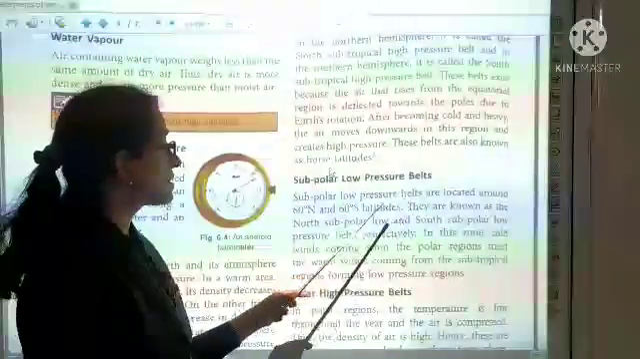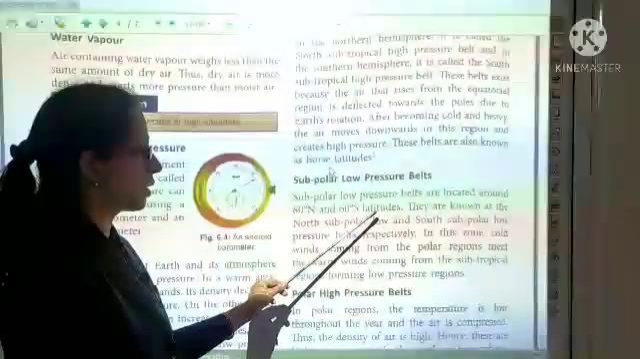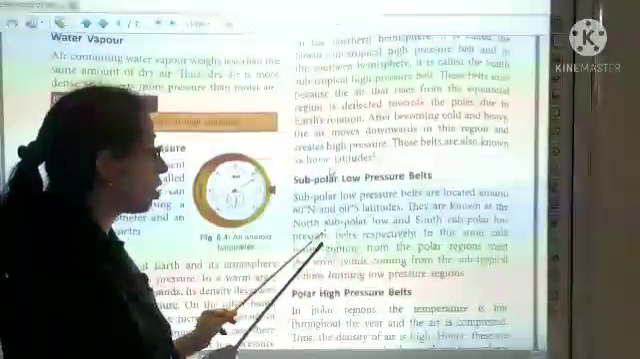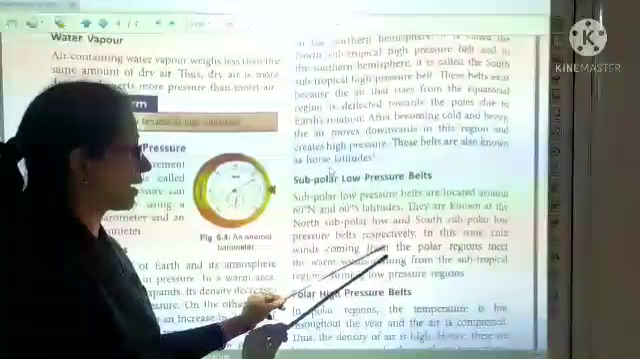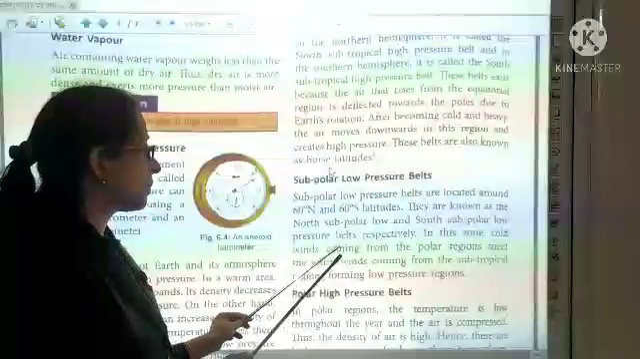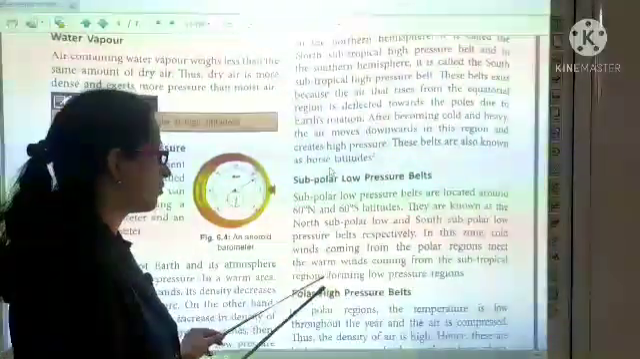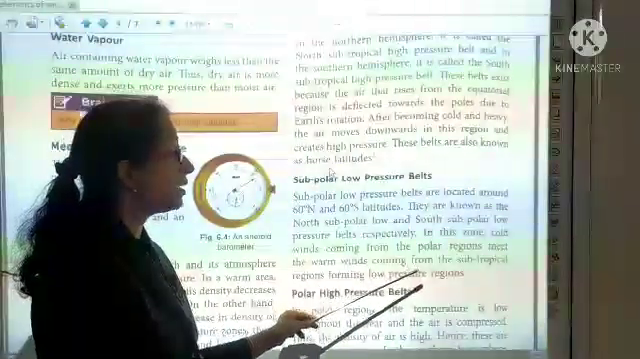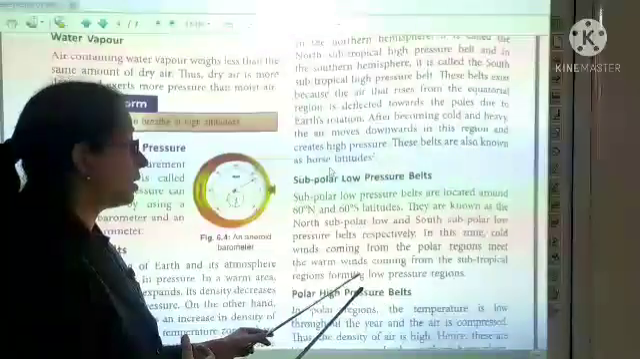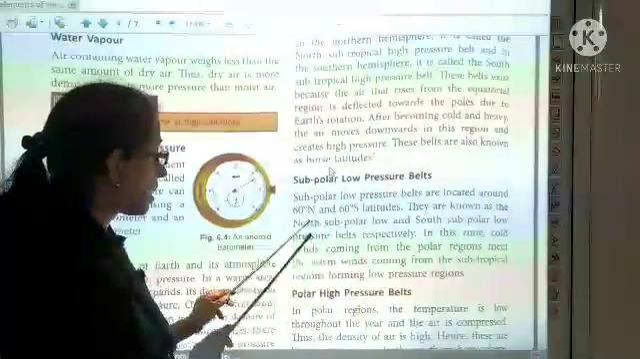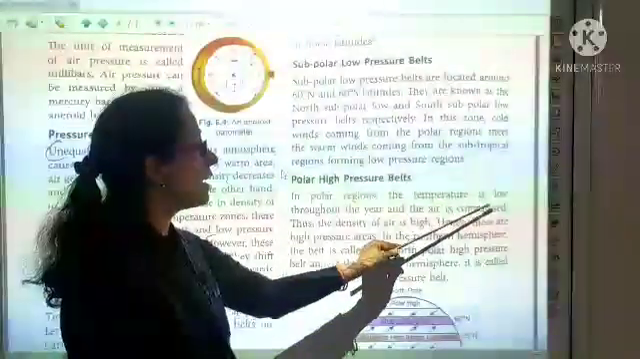Subpolar low pressure belts. Subpolar low pressure belts are located around 60 degree north and 60 degree south latitudes. They are known as the north subpolar low and south subpolar low pressure belts respectively. In this zone, cold winds coming from the polar region meet the warm winds coming from the subtropical regions, forming a low pressure belt. यहाँ पर cold winds जो हैं वो warm winds के साथ मिलके एक low pressure region फॉर्म करती हैं.